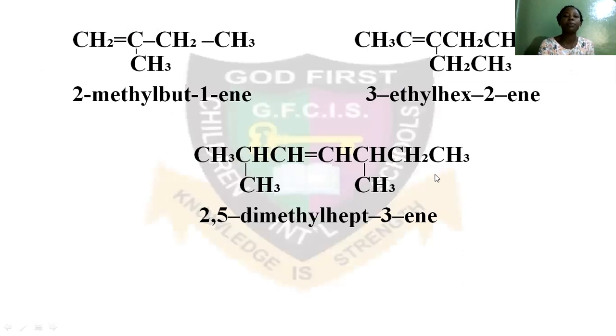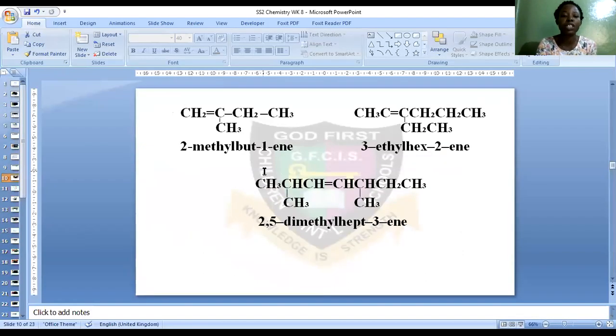So another example, let's look at this. Here, I'll quickly demonstrate something to you. If you are given a name, for example, the name of this compound is 2-methyl-but-1-ene.